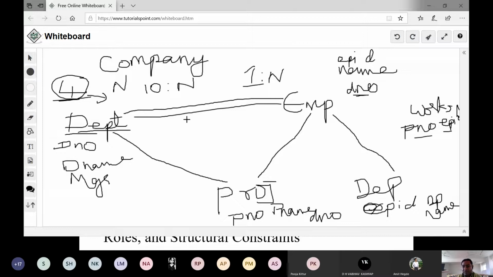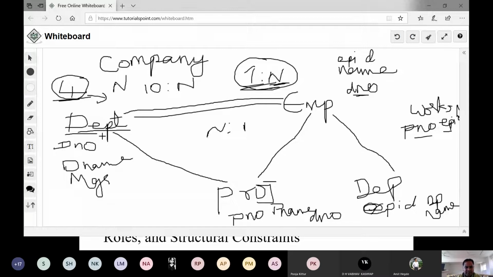And how many employees can work in each department? There will be n number of employees in each department. Okay. Now, what I'm trying to specify here is some ratios, like 1 is to n, n is to 1. Don't worry about these vice versa things. Vice versa, it's always the same. Don't worry about that. Okay.